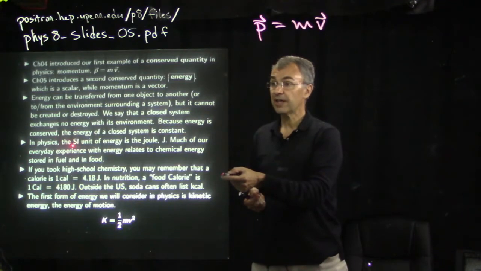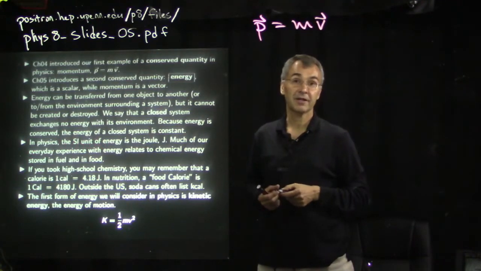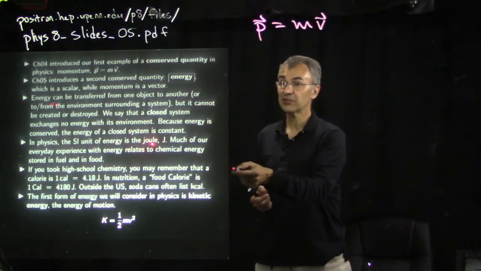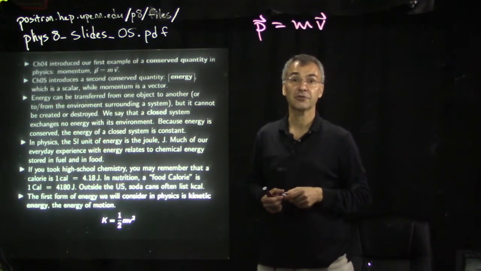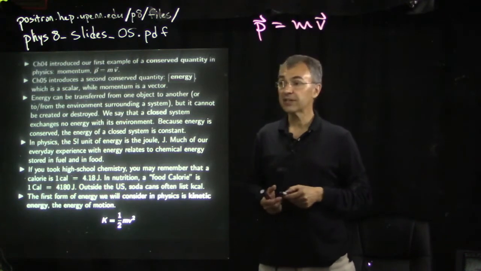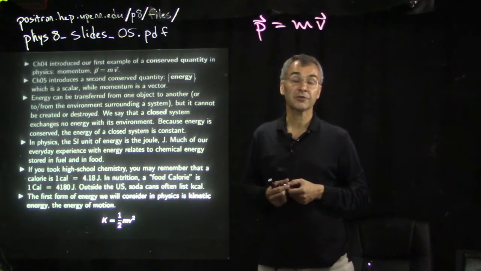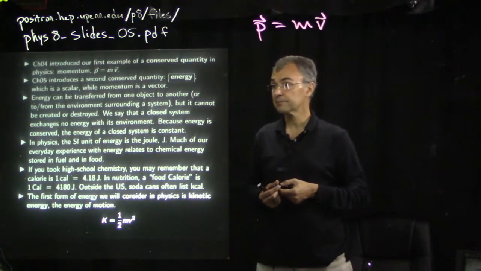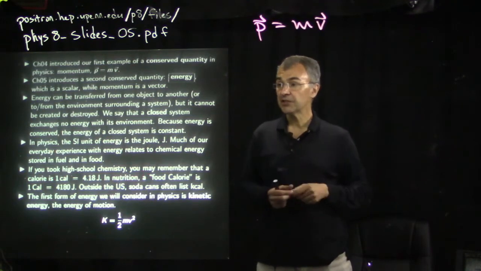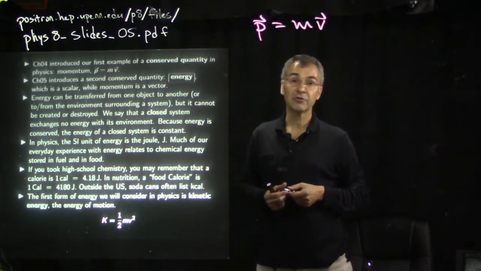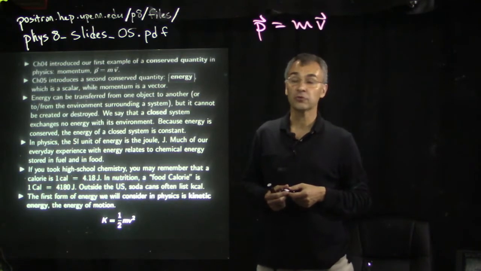In physics, the SI unit of energy, the Système International unit of energy, is the joule. We write capital J for joule. Much of our everyday experience with energy relates to chemical energy, which is stored in fuel and in food. So we use energy in chemical form for heating, for transportation, and we use energy in dietary chemical form for sustenance. So if you took high school chemistry, you may remember that a calorie in chemistry is 4.18 joules.